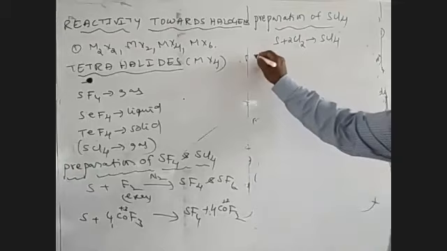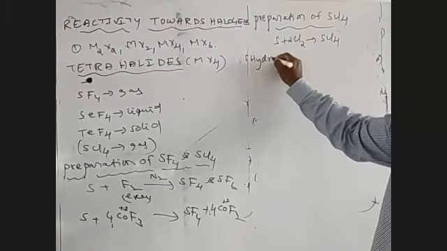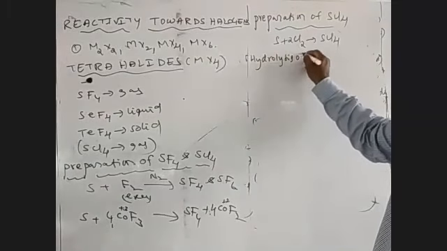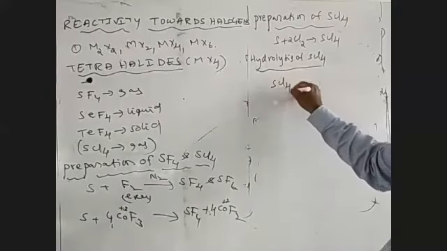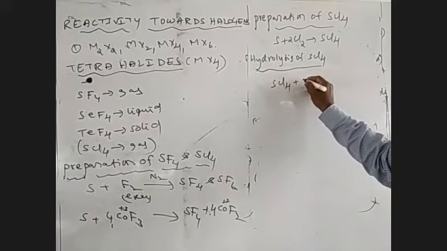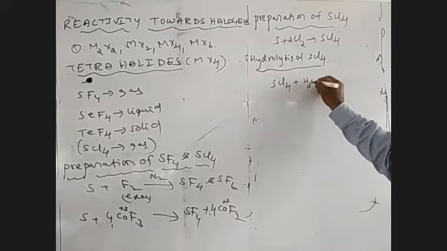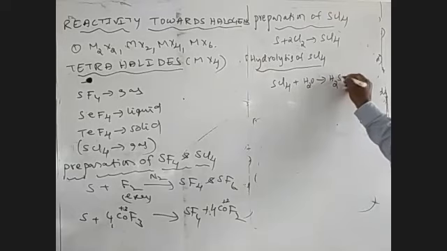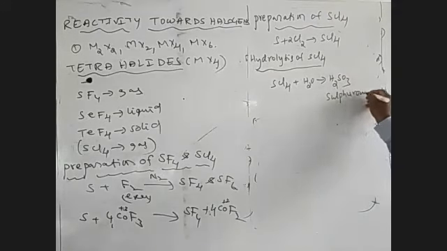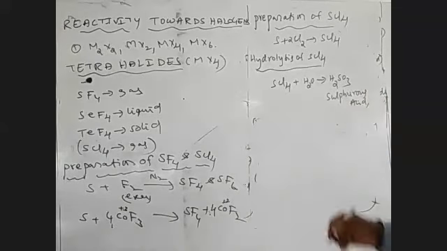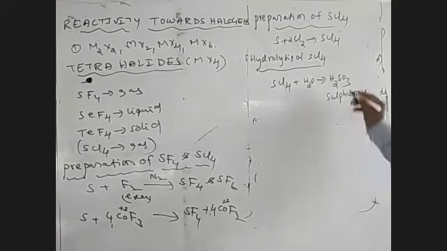Now, hydrolysis of SCl4. SCl4 on hydrolysis, when it reacts with excess water, forms the compound H2SO3. H2SO3 is called sulfurous acid. When sulfur tetrachloride undergoes hydrolysis to form H2SO3, the oxidation state of sulfur is +4.